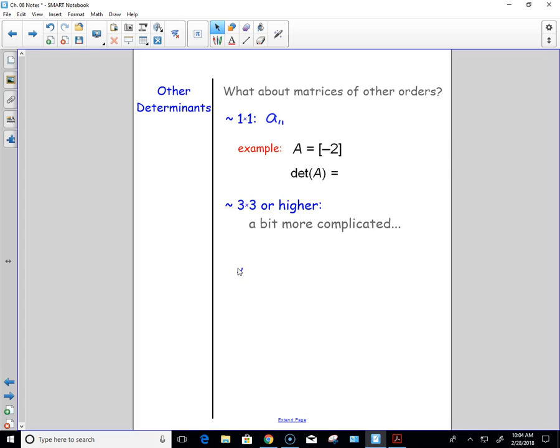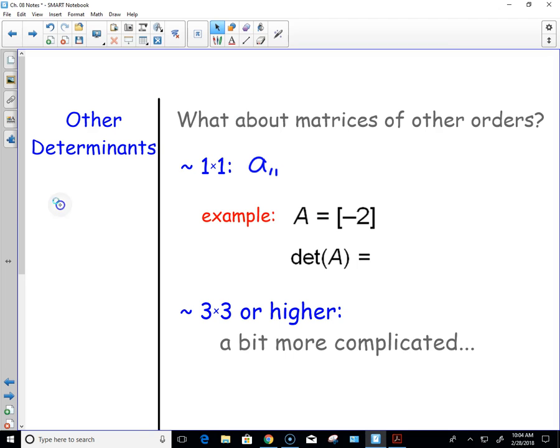Now, other size determinants. Remember I said this whole section is going to expand on the idea of determinants. And yesterday I said a determinant for matrices is like a dot product for vectors. There are lots of applications. We get to start off super easy.